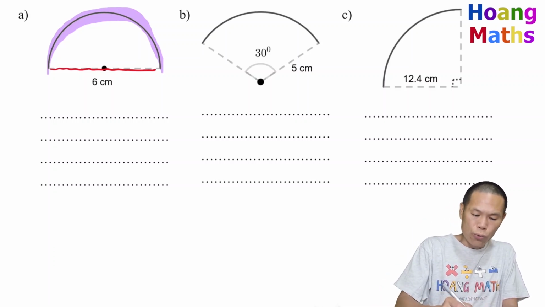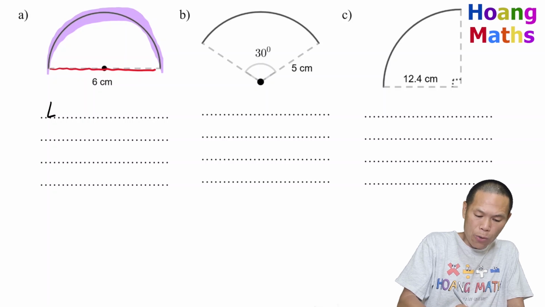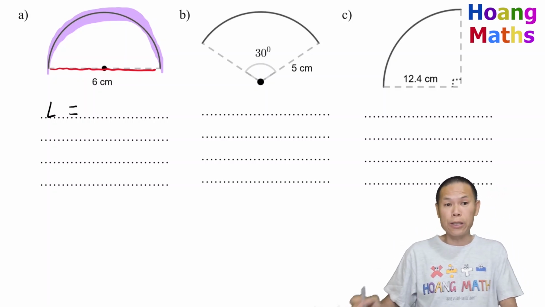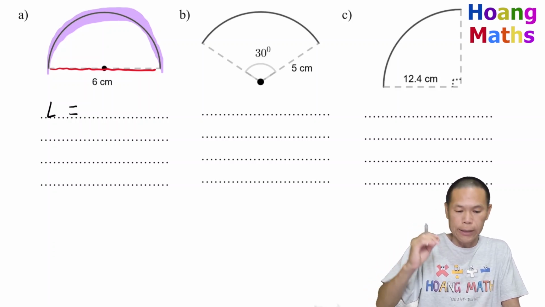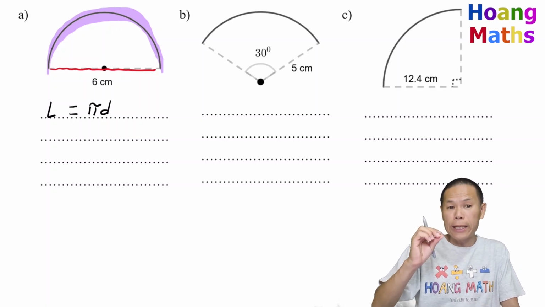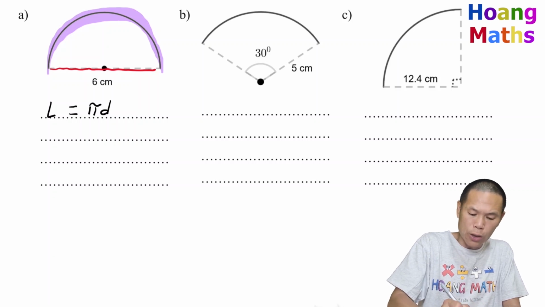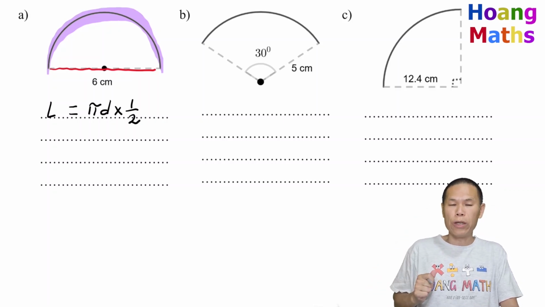We know that the rule is circumference, but this time it is the arc length, so we just write L. L, the arc length, of this is the circumference of a circle, 2 pi r or pi d. In this case, I use pi d. It's easier, that's all. This will give me the whole circle, the circumference of a whole circle. So we only need half of it. We times by a half, or we divide by 2 if you wish.